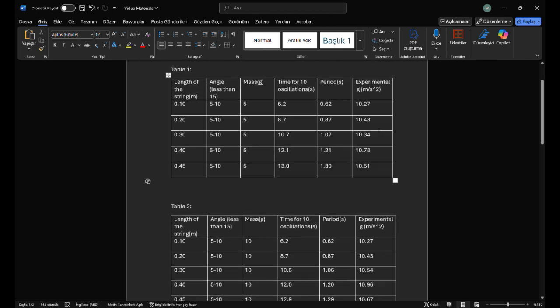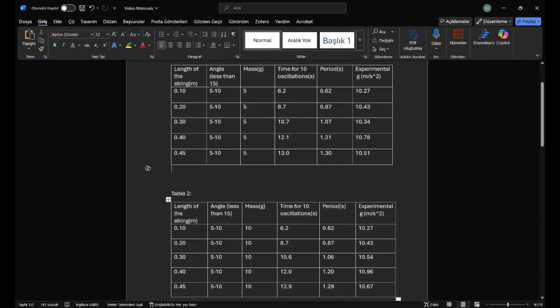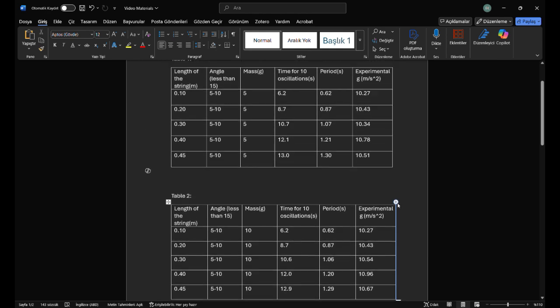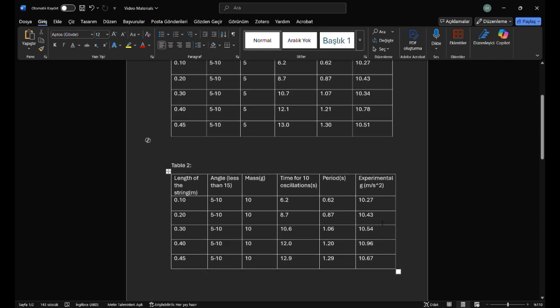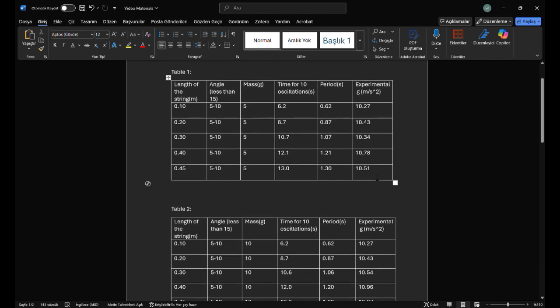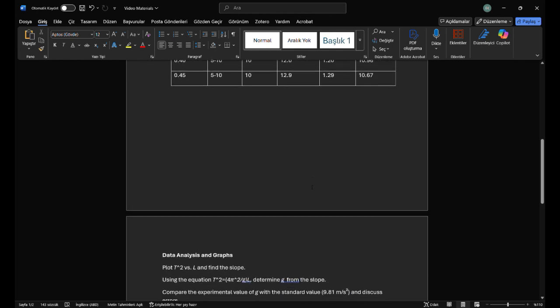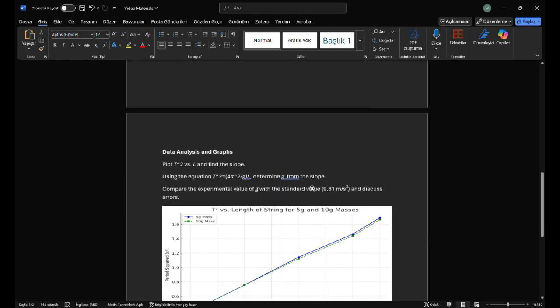There are similarities between the 2 tables if you look carefully. For some trials, the gravity is the same, but as you can see, for some trials it's different. This is the cause of our errors.